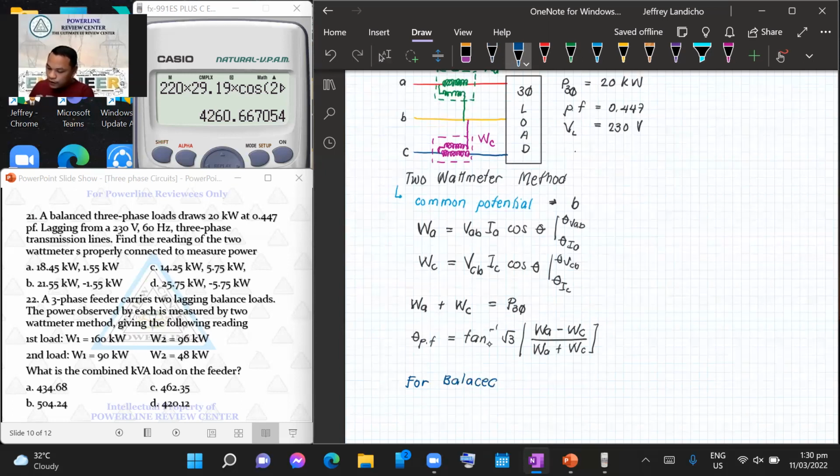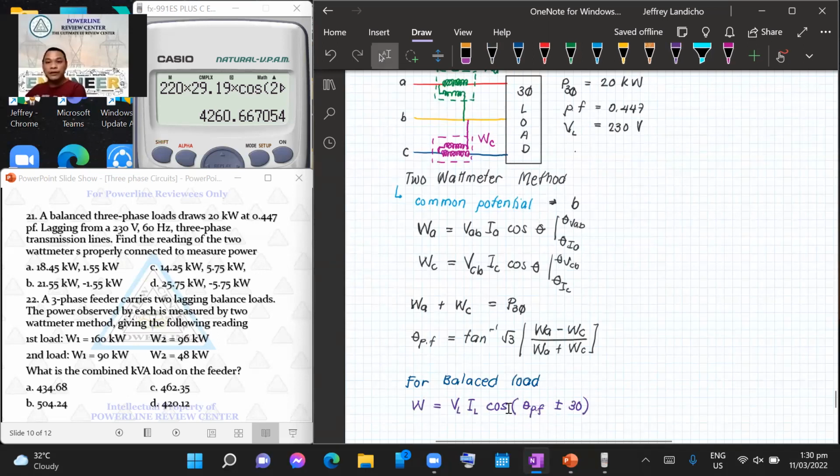Ngayon, kung ang load natin is balanced load, kaparehas ng ating problem, for balanced 3-phase load, the reading of your wattmeter always represents line voltage, line current, multiplied by the cosine of the power factor angle plus or minus 30 degrees. So, ibig sabihin, yung isang reading, gamitin mo yung minus 30. Yung isang reading, gamitin mo yung plus 30. So, you now have the two readings of your wattmeter.